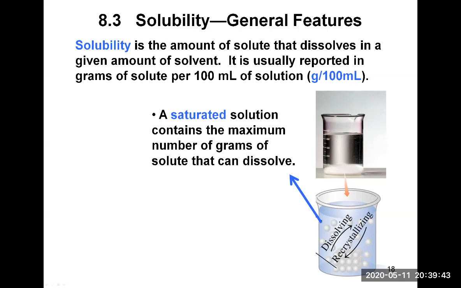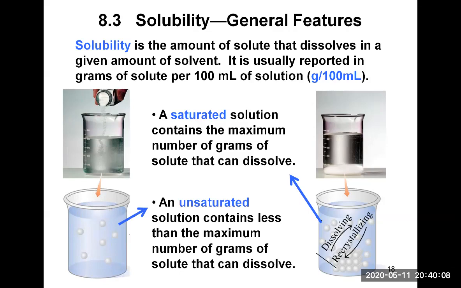And so you can see in the picture here that the bottom of the beaker has a lot of undissolved salt there. So that's going to be typical of a saturated solution. The solution above contains the maximum, and so what's on the bottom of the beaker is what cannot be dissolved anymore.